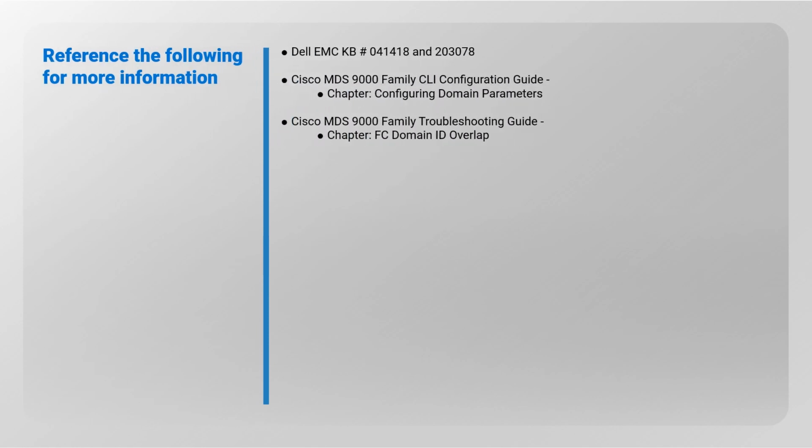Refer to the following for more information. Dell EMC Knowledge Base article numbers 041418 and 203078. Cisco MDS 9000 Family CLI Configuration Guide, chapter Configuring Domain Parameters. Cisco MDS 9000 Family Troubleshooting Guide, chapter FC Domain ID Overlap.